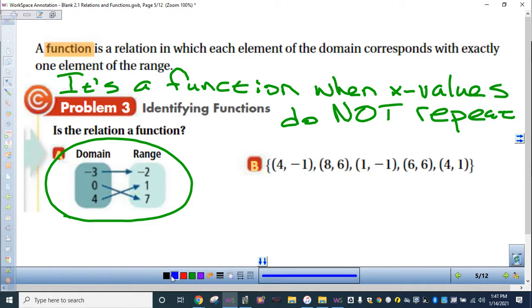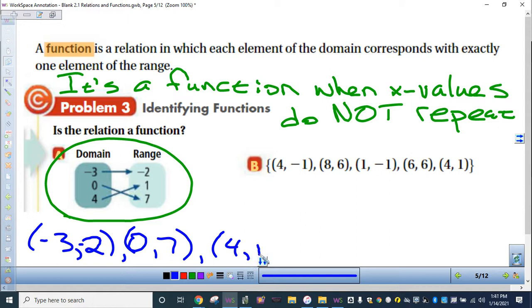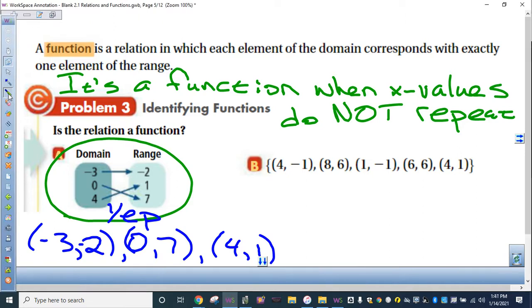So if you just want to go even further with it, we've got -3, -2, one ordered pair. We have 0, 7 as a second ordered pair. The last one is 4, 1. And we just look at those x values. Do they repeat? Nope. So yes, it is a function. Now, when we look at the set of ordered pairs over here, the 4's repeat, so it is not a function.